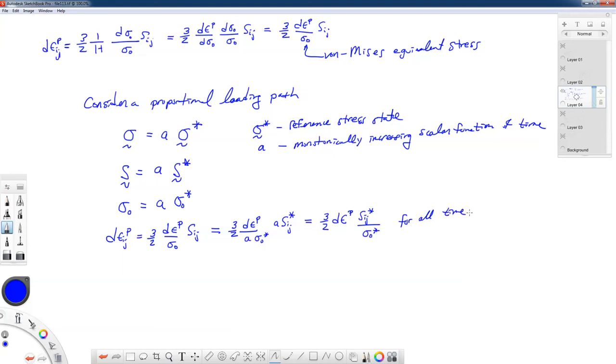And what we see then is that it's not the values of the stresses, but it's the accumulated plastic strain increment that'll be important when we want to find our final strain state. So the fact that the ratio of Sij star to sigma naught star stays constant for all time means that if we want to find epsilon ijp, really what we want is 3/2 Sij star over sigma naught star times an integral of d epsilon plastic.